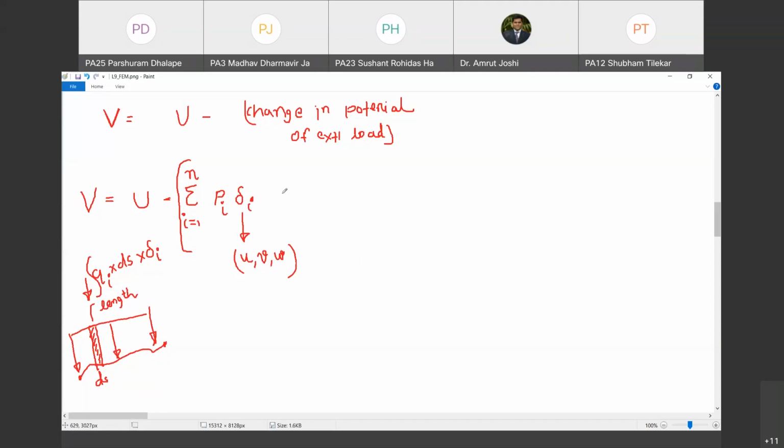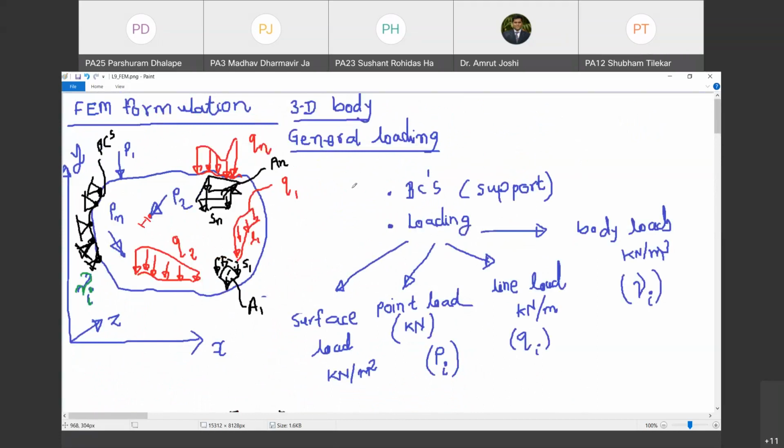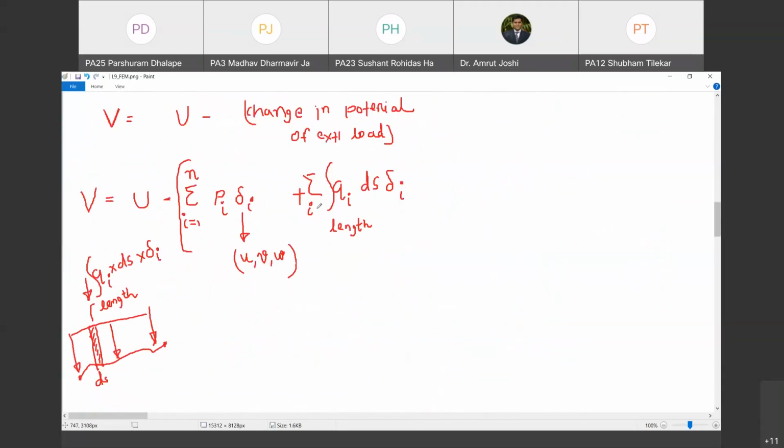Type your response in the chat box if you have understood this. It's integration over the length. And how many such line loads are there? So n number of line loads in general are there, let us say q1, q2, up to qn. So I am going to sum this up, so I runs from 1 to n. I am going to take a sum of this. Are you with me till this point? Please type your response in the chat box, then we will go ahead. Unless I have a response, I'm not going to go ahead.